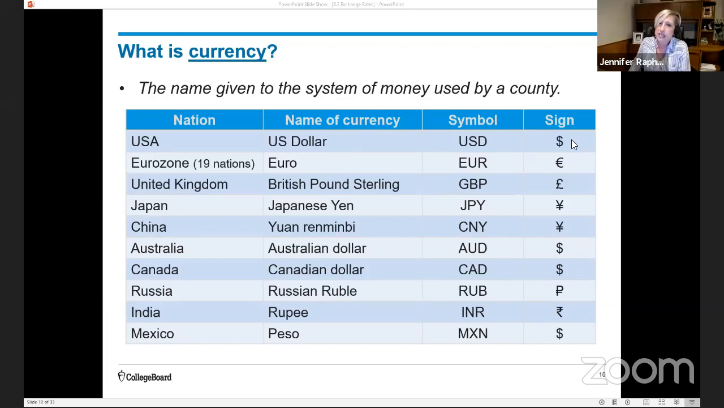So the currency signs, you don't have to memorize the currency signs, but you should certainly be familiar with the top four here. Okay, a dollar sign, a euro sign, a pound sign, and a yen sign. But you're going to very likely see these symbols and the written words for the currency when you're looking at a problem. Okay. All right.